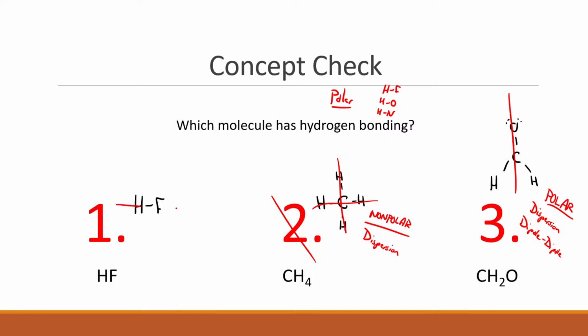Choice 1 is polar, so it can only draw 1 line of symmetry, and it has HF, right? It's only H connected to F. So it has all 3: dispersion, dipole-dipole, and hydrogen bonding. It's the only one of our choices that has hydrogen bonding, so it is our answer.